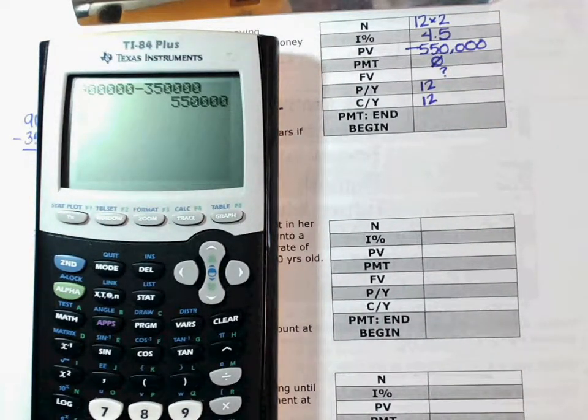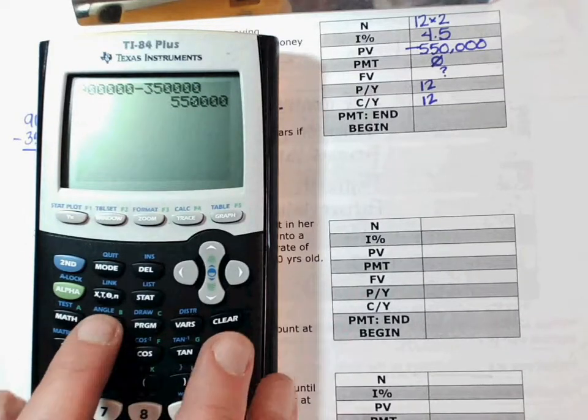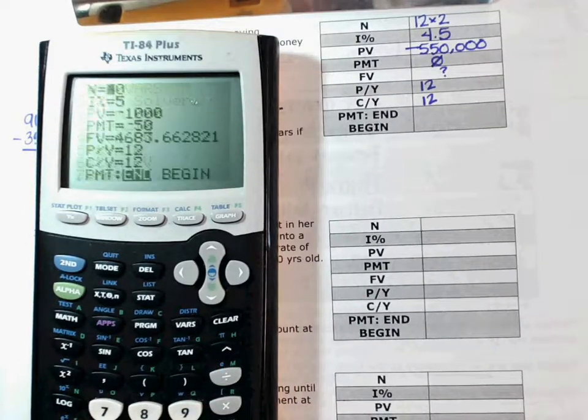Okay, to get back into it, in case you forgot, it's the purple apps, and then enter, and then you're typing in all those numbers. Is that PMT? The PMT is 0, because he's not making payments.